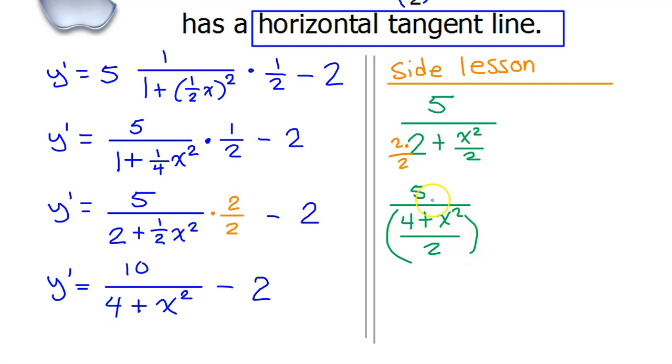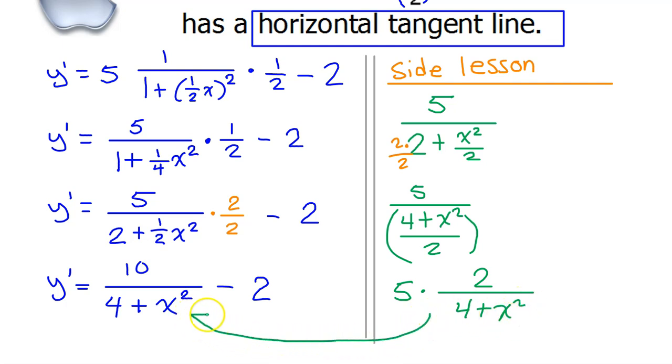So we have 5 divided by this fraction. How do you divide by a fraction? Well, you multiply by the reciprocal. So that would be 5 times 2 over 4 plus x squared. And I'm sure now you are realizing that this will give us the exact same thing we got before because 5 times 2 is 10. So that's 10 over 4 plus x squared.